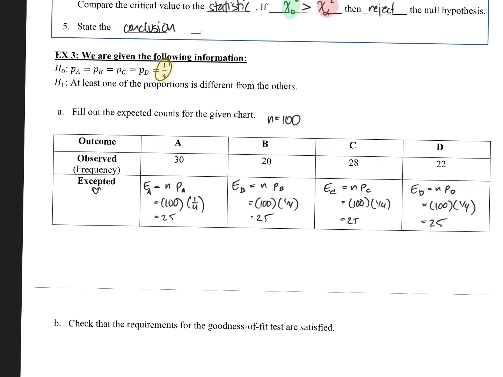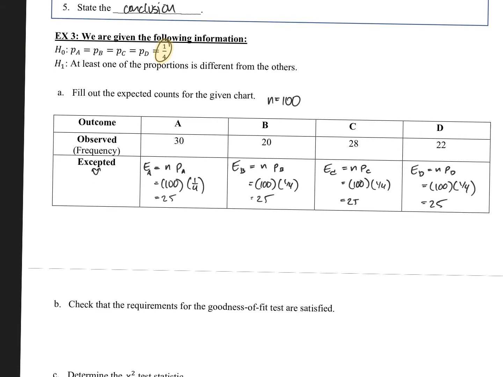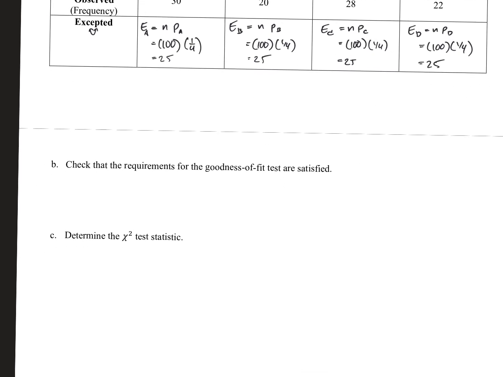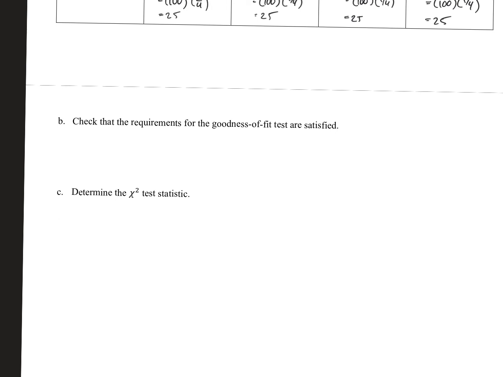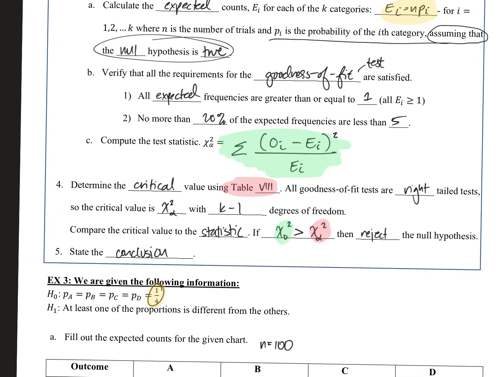So we have the expected values and the observed values. Now we're going to go ahead and check the requirements for the goodness of fit to make sure they are satisfied. So what are the requirements for the goodness of fit? Well, we want to make sure that they're all greater than or equal to 1. Let's go ahead and check them real quick. What are the requirements? All frequencies are greater than or equal to 1, yes. And no more than 20% of the frequencies are less than 5.